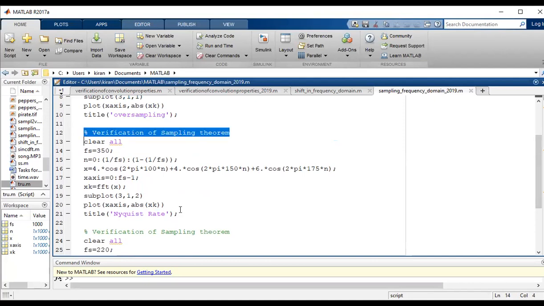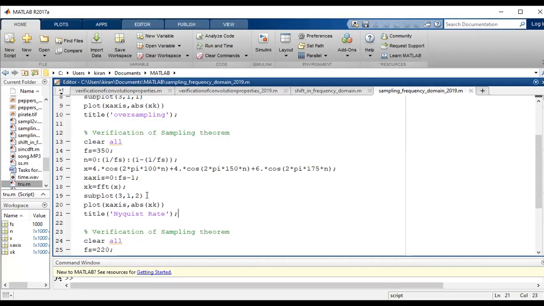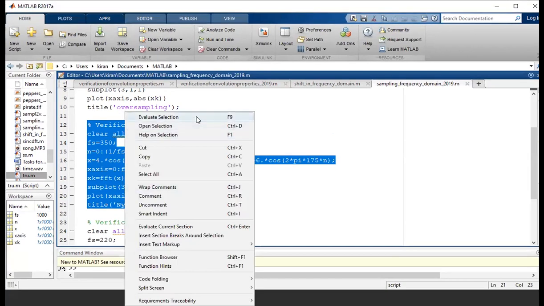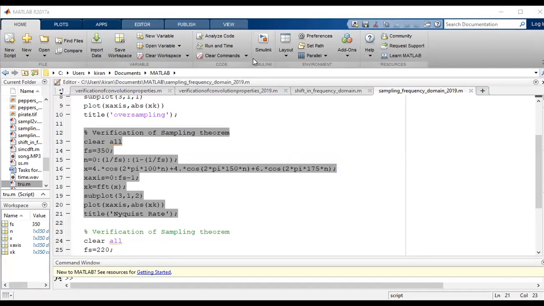So let us run this second segment in subplot 3, 1, 2. This is the second case. It's called Nyquist rate sampling. Okay, not a suggested value. You are always supposed to have a value which is a bit higher than the Nyquist rate. So let me go to the figure and let us see if things are fine.